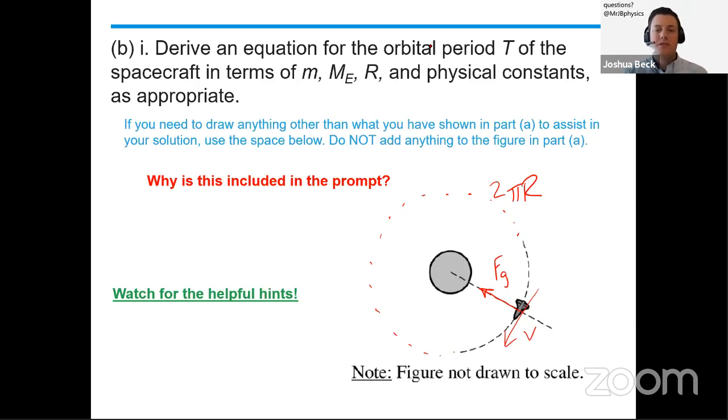Make sure you're following these clues, right? If you need to add something, don't put it in part A. Part A is being graded as its own thing. So the exam writers are trying to help you. They're trying to warn you. Yet time and time again, we see stuff added to that diagram and they end up losing points because it has to be graded as if that was your first free body diagram.